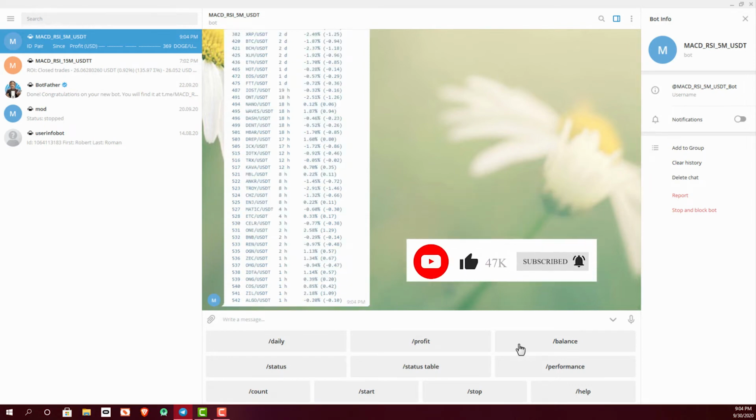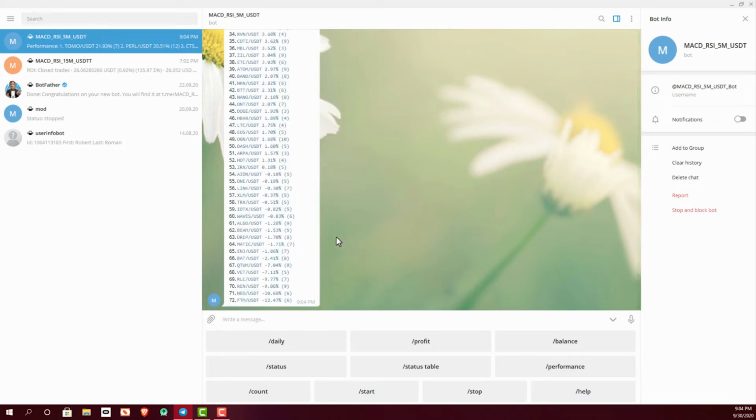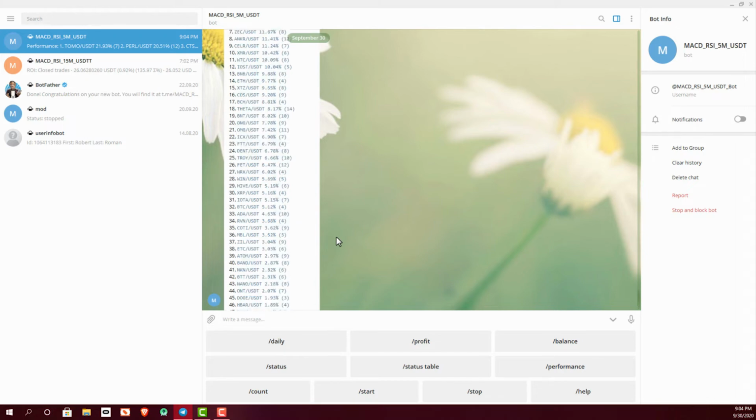And then we got the performance tab. These are all the closed trades. So the other one was open trades. These are the closed trades. And you can see at the very top is all your best winners. So we have Tomo with 21%, and it had about 7 trades. So this strategy really works great on Tomo. And then it just currently goes down, down.